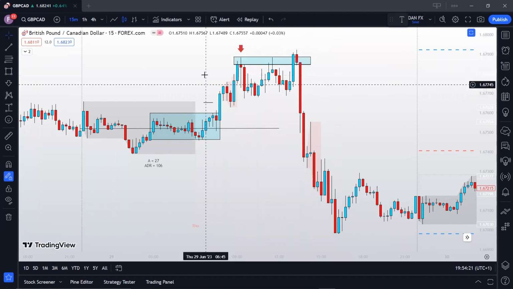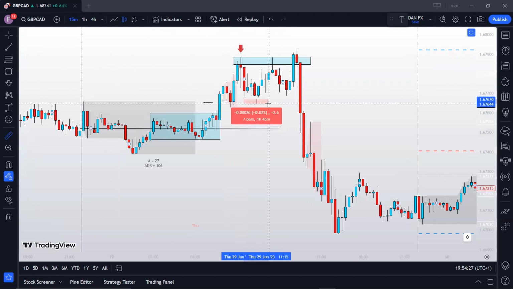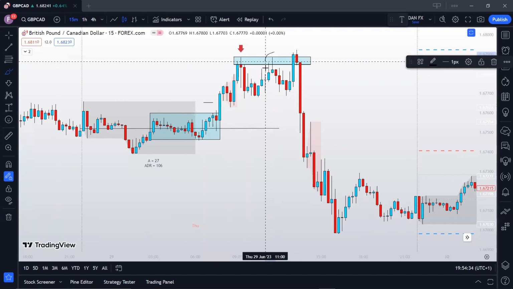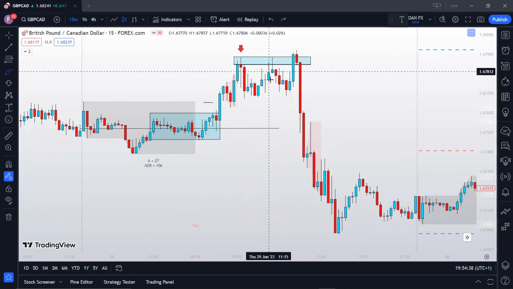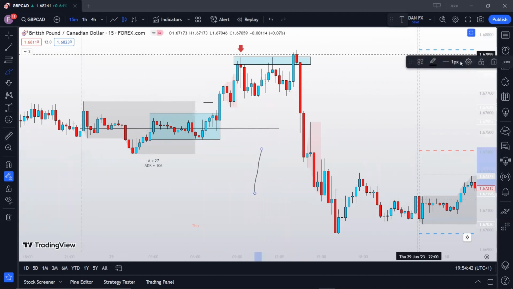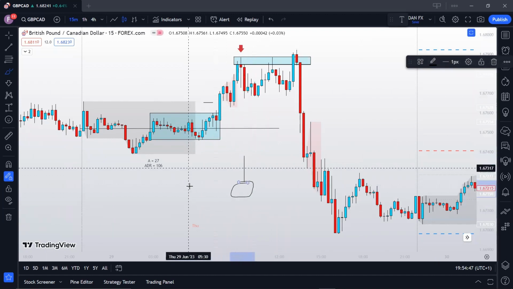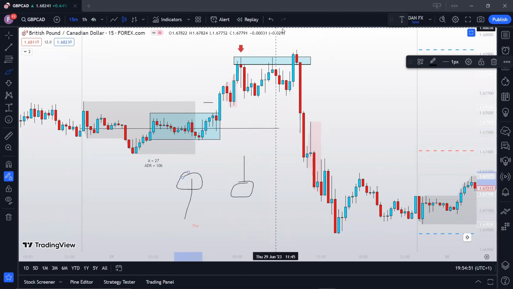Then you can see that the market pulls back and begins to consolidate for about an hour and 45 minutes. Then what happens after that? The market goes back to that box and retests the box here. When the market retests the box, it gives us a rejection in the form of an inverted hammer. This is an inverted hammer, something like this, right? A normal hammer is something like this, right? So this is an inverted hammer.